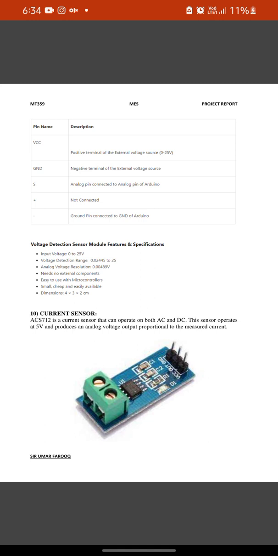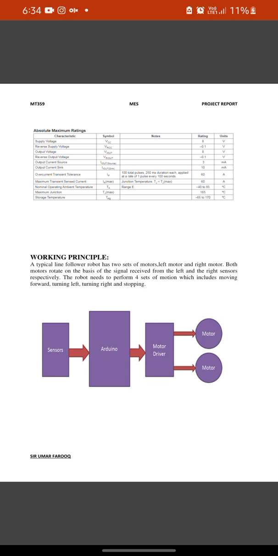Current sensor. The ACS712 is based on the Hall effect of the current and it operates on both AC and DC. The sensor operates at 5 volts and produces an analog voltage output proportional to the measured current. It has pins VCC, V out, and I out. We have used all three pins, as we said. It can work on DC and AC voltages.